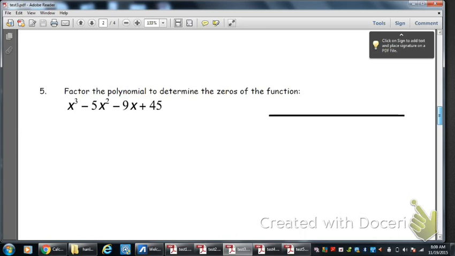Here you could use the three-number trick or synthetic substitution. It's going to take a little bit of time, so I'm going to skip that one.